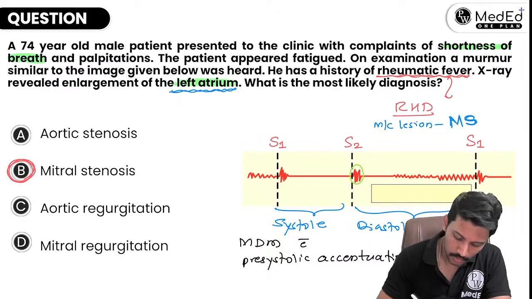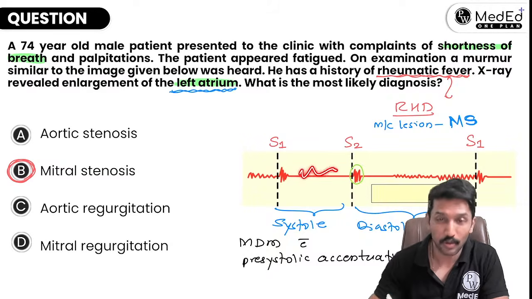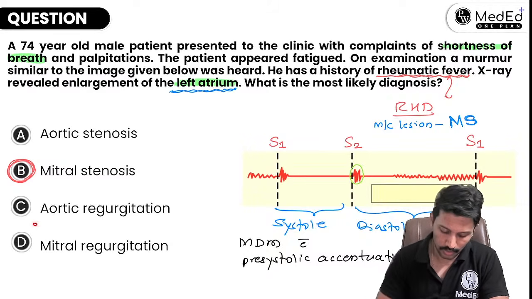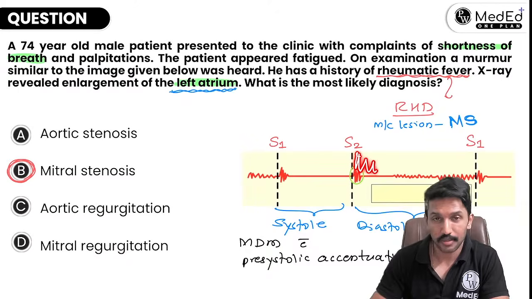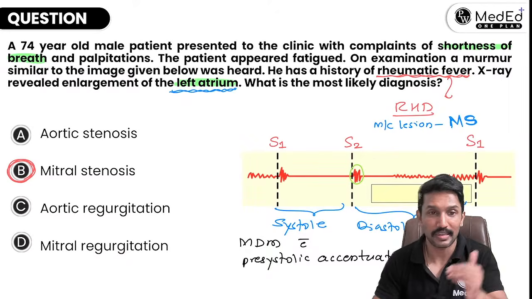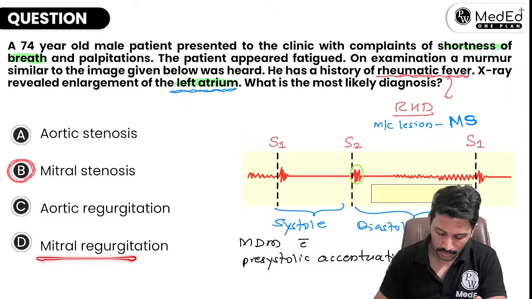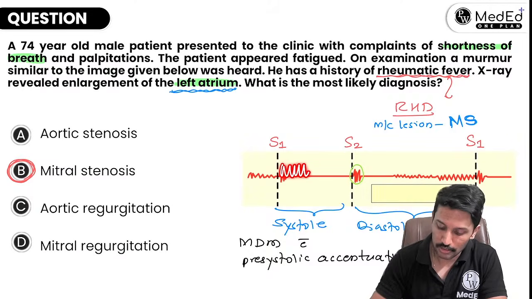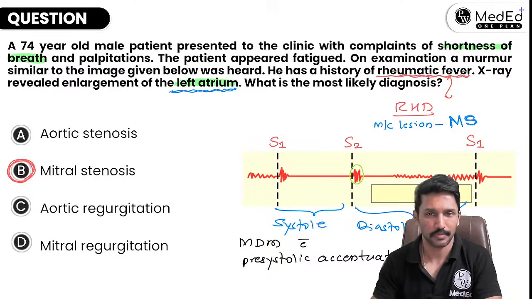Why is this not aortic stenosis? Because aortic stenosis produces a systolic murmur. Why is it not aortic regurgitation? Aortic regurgitation produces an early diastolic decrescendo murmur. Why is this not MR? Mitral regurgitation produces again a systolic murmur, which is a pansystolic murmur.